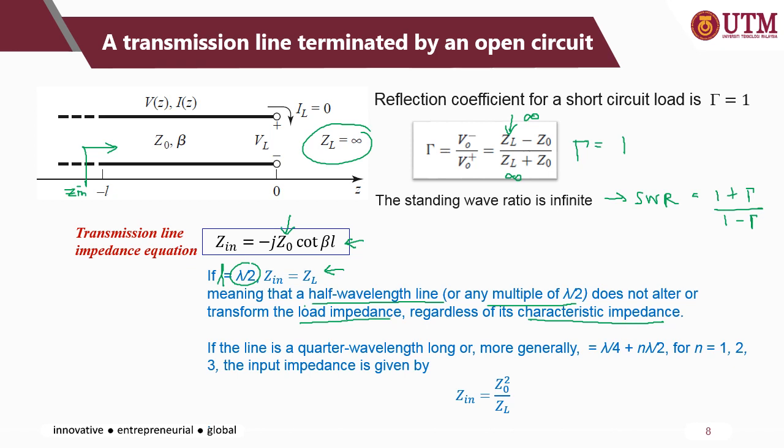But if the line is a quarter wavelength long, or a multiple of quarter wavelength with n equal to an odd number, n equal to integer 1, 2, 3 and so on, then the input impedance is estimated by Zin equal to Z0 squared divided by ZL.